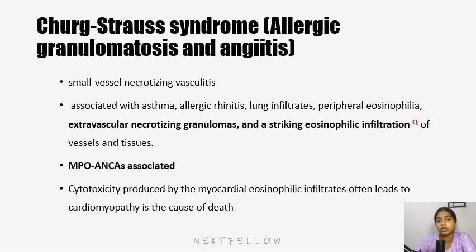Next, coming to Churg-Strauss syndrome. This is a small vessel necrotizing vasculitis which is associated with asthma, allergic rhinitis, lung infiltrates and peripheral eosinophilia, and necrotizing granuloma and eosinophilic infiltrate of the vessels as well as the tissues can also be present. It is found to be associated with MPO ANCA, and the cytotoxicity is mainly caused by the myocardial eosinophilic infiltrate, which may cause cardiomyopathy, and this was found to be the cause of death in these patients.